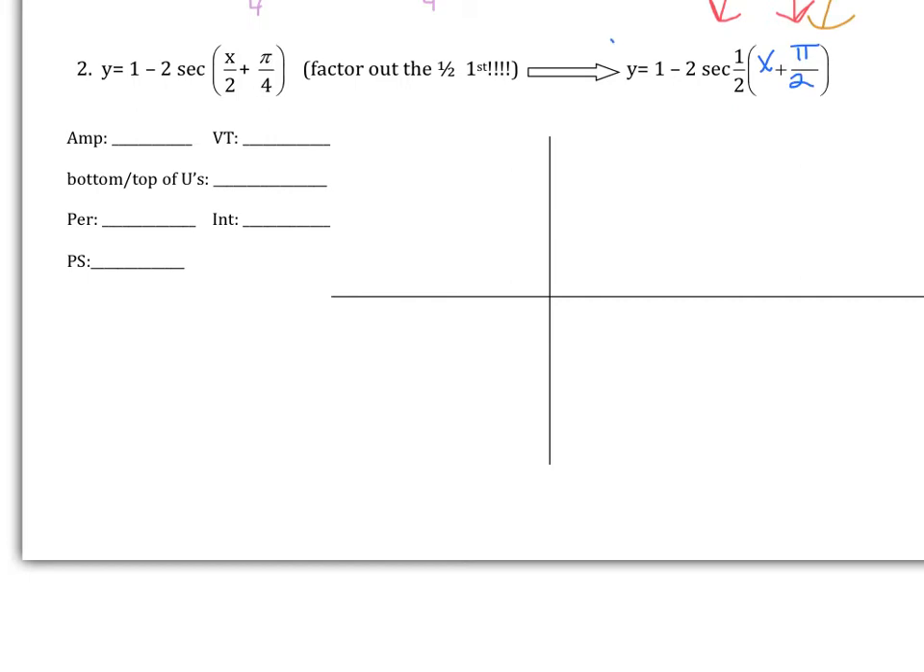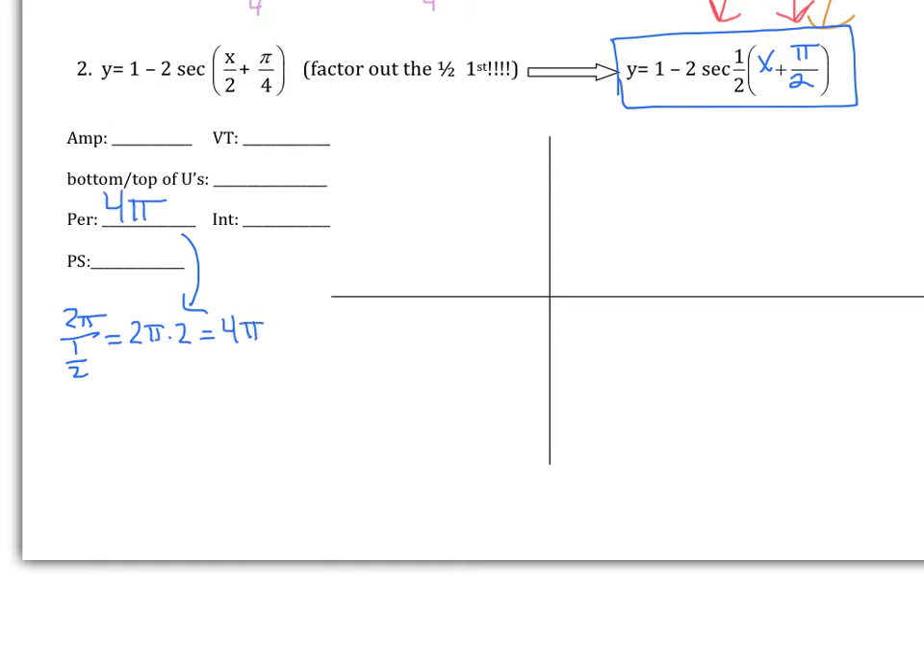Okay, so this is the equation I'm really working with, and I'm going to pretend that since it's secant, this is really a cosine graph. I'll start with my period. Period is 2 pi divided by 1/2, which really is 2 pi times 2, so I get 4 pi. That means that my interval is going to be 4 pi divided by 4, or just pi.